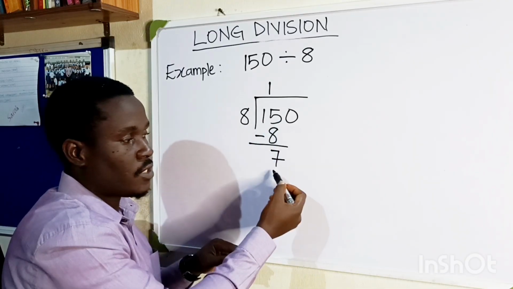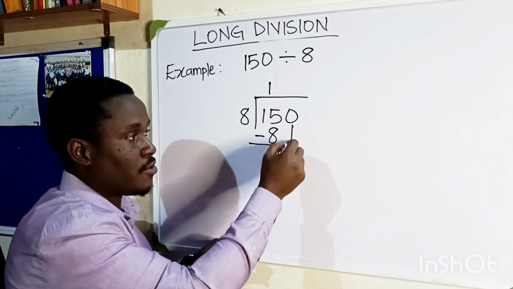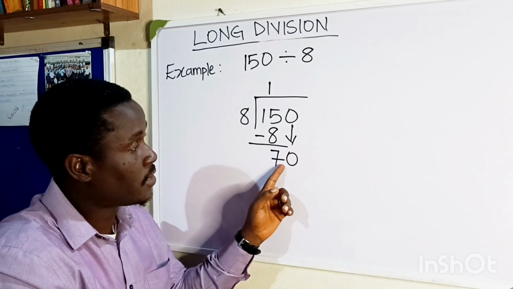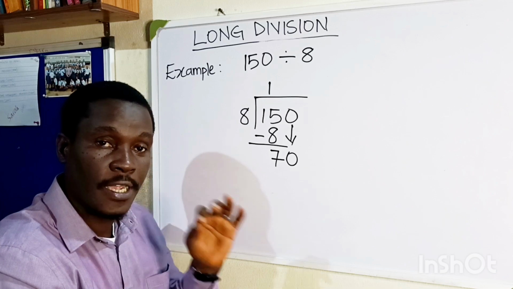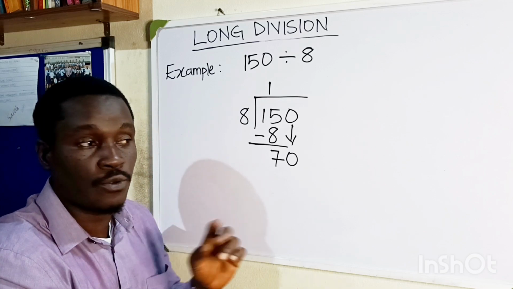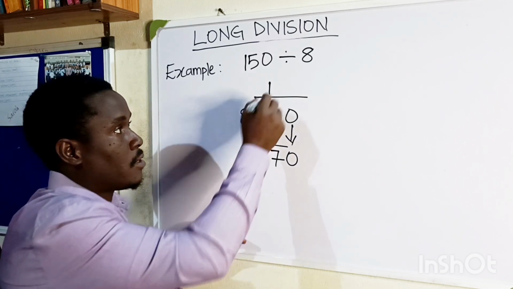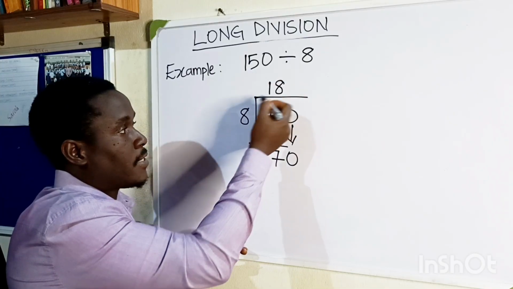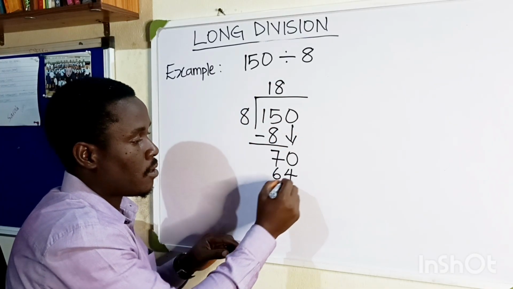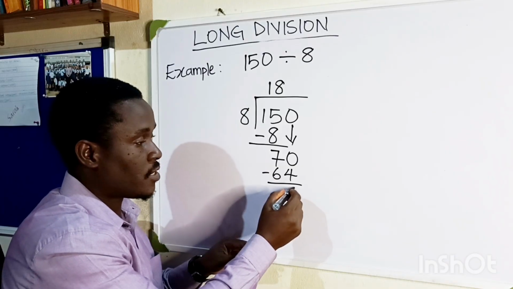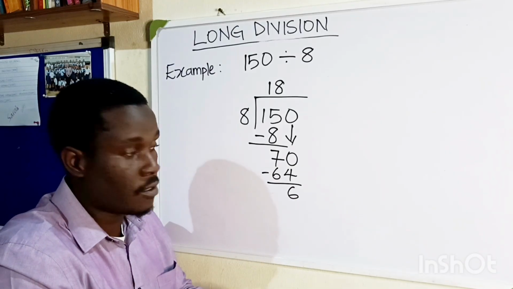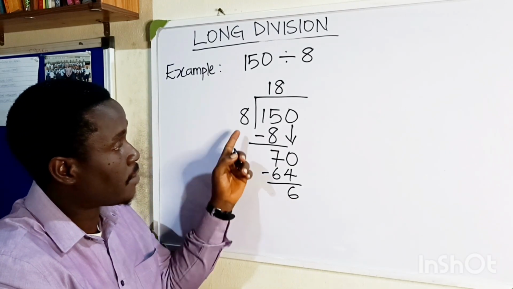So 7 is less than 8, so we bring 0 down. 70 divided by 8 is going to give us 8. 8 multiplied by 8 is 64. 8 multiplied by 9 is 72, which is more than 70. So 8. 8 times 8 is 64. 70 minus 64 is going to give us 6.